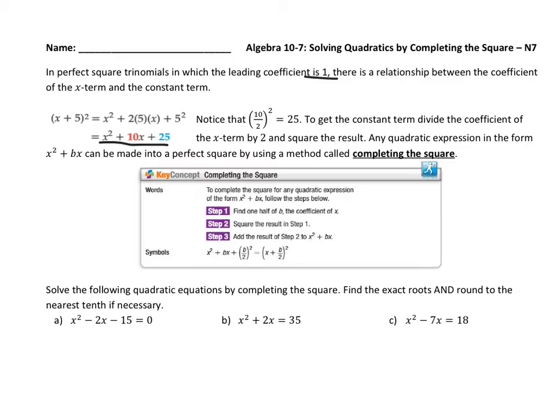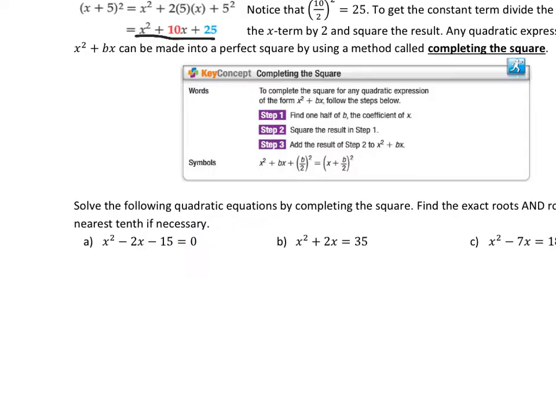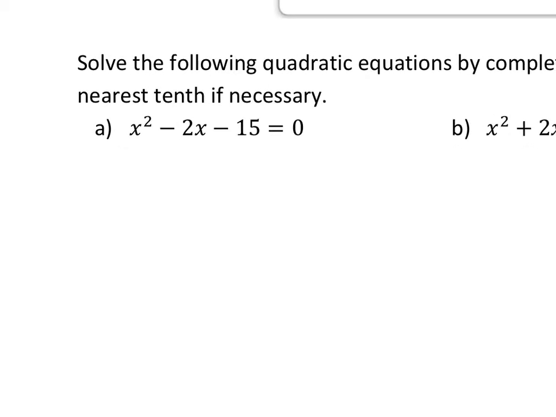So let's do a few examples. Let's start with A. Solve the following quadratic equations by completing the square. Find the exact roots and round to the nearest tenth if necessary. Okay, so the first thing you need to do is have your constant, or your c term, on one side of the equal sign and everything else on the other. So I'm going to add 15 to bring that over. This is a little different than how we've solved before.